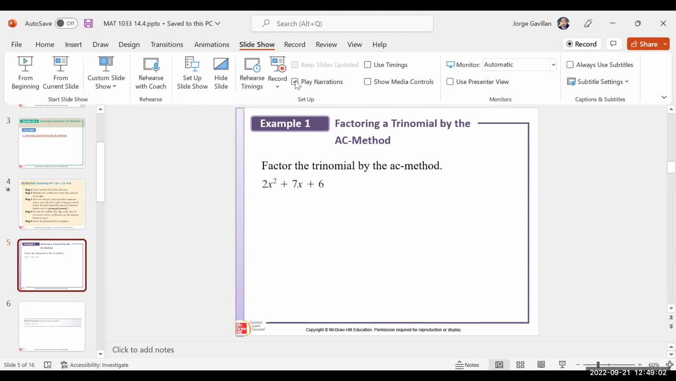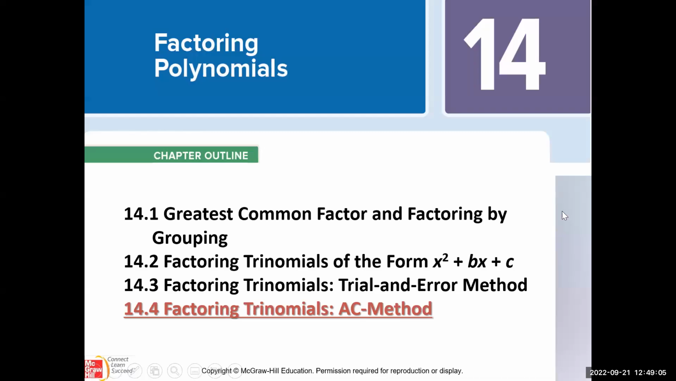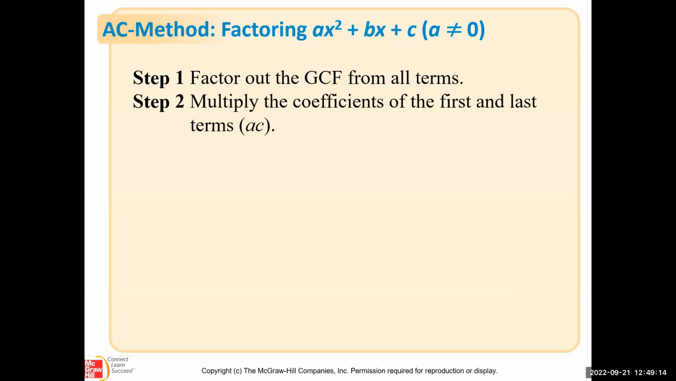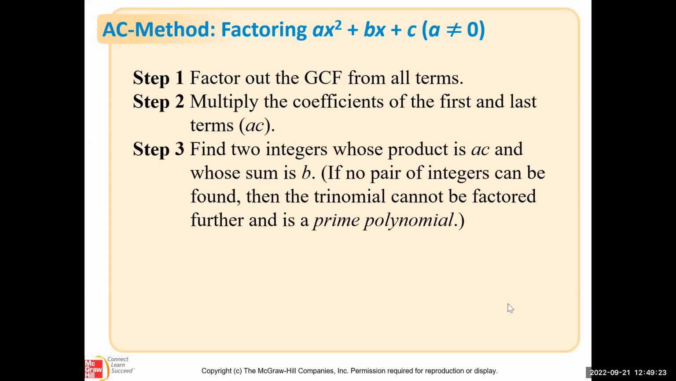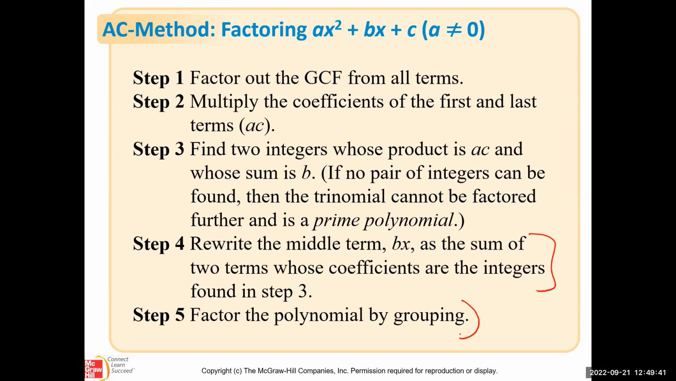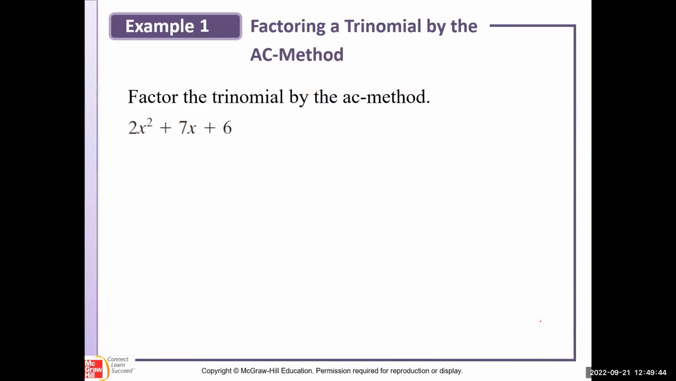In this case, what we do is the AC method, which is essentially factoring, obviously, but we multiply the A and the C term. So the first thing, again, factor out the GCF, then multiply the coefficients of the first and last term, so you do A times C. Then find integers whose product is AC and whose sum is B. If you can't find a pair of integers, then it's a prime polynomial. Then obviously rewrite the middle term, and that would be the next to last step. The last step is you factor by grouping. And you'll see what that looks like here in a second.